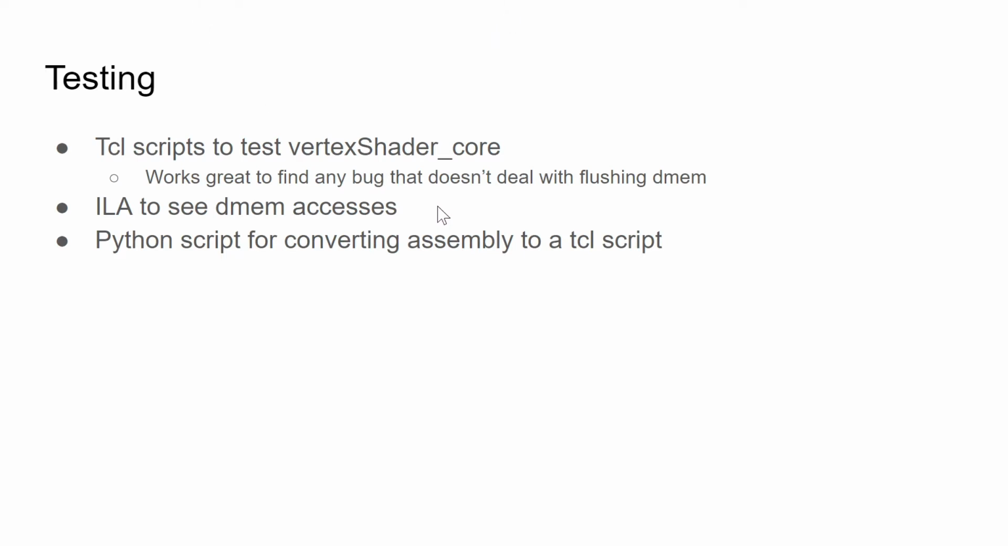And then we figured we might want to test other shader instructions as well, because the pass-through shader doesn't test things like multiply or I think add as well. So there are other instructions that we need to test. So we figured we could make a Python script that would be able to take a .sgp file and turn it into a TCL script. So that was handy in testing the vertex shader.